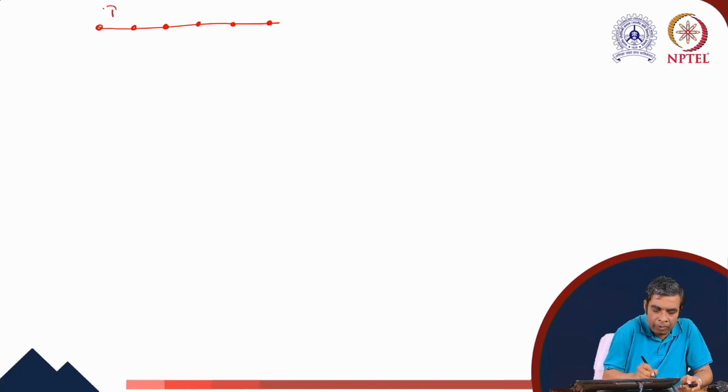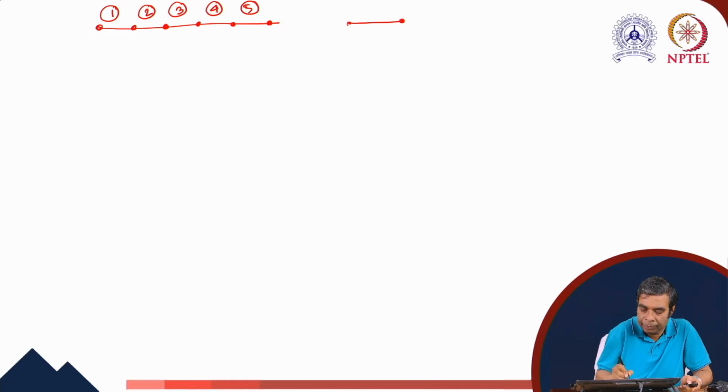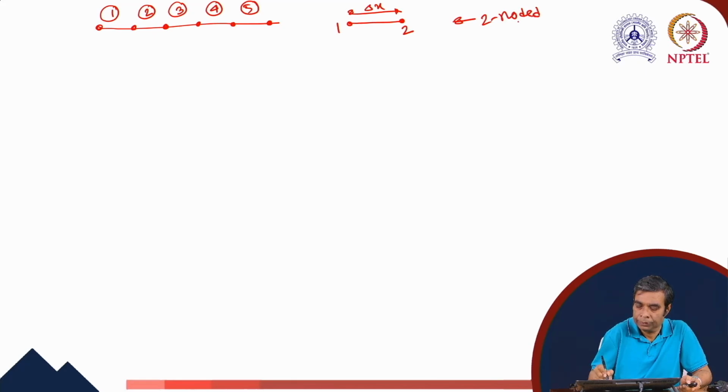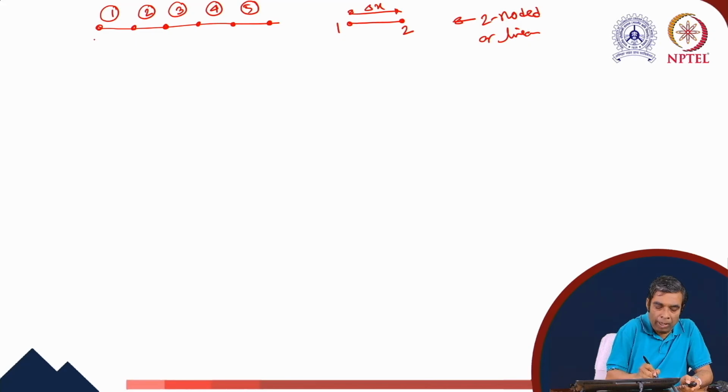So this is element 1, element 2, element 3, element 4, and element 5. For this, our element size was delta x, and the local nodes are 1 and 2. We say that this is a 2-noded or linear bar element. So our global node numbers were 1, 2, 3, 4, 5, 6.